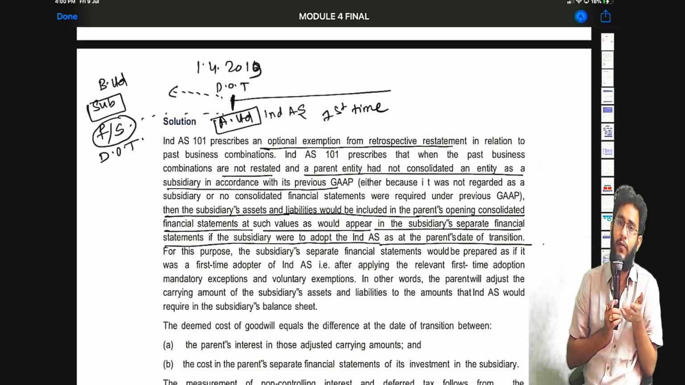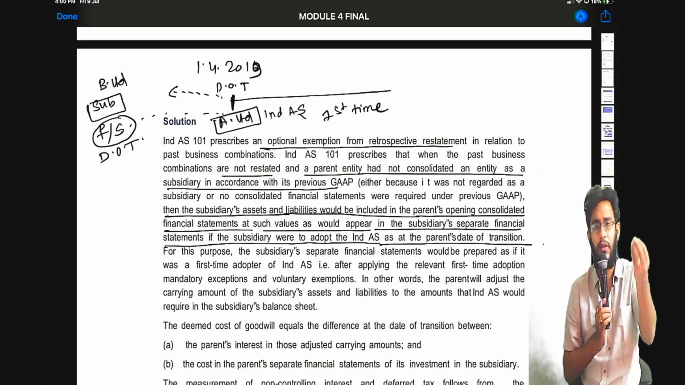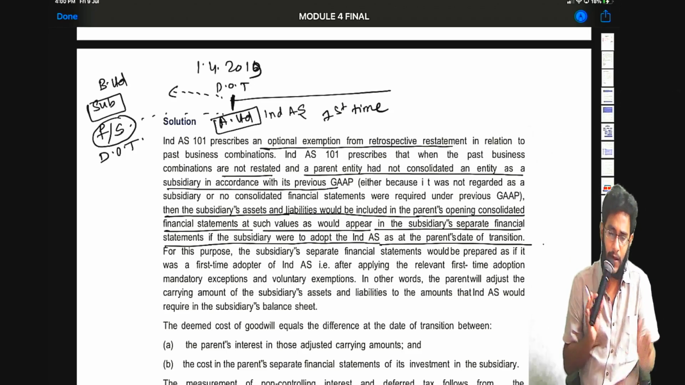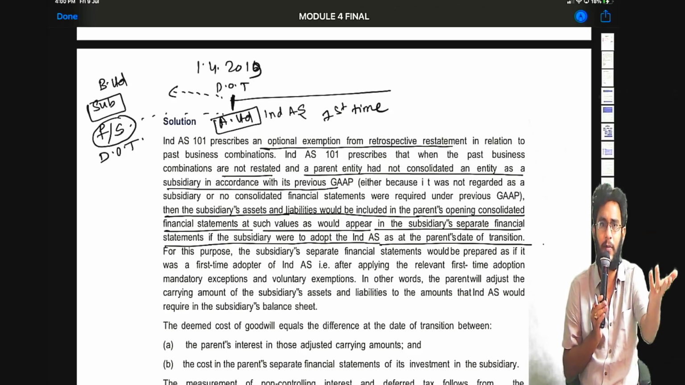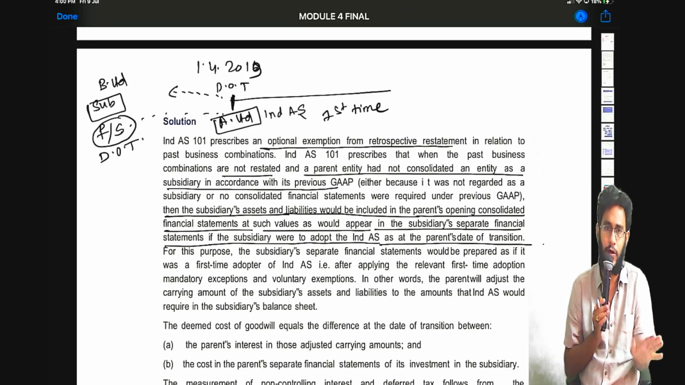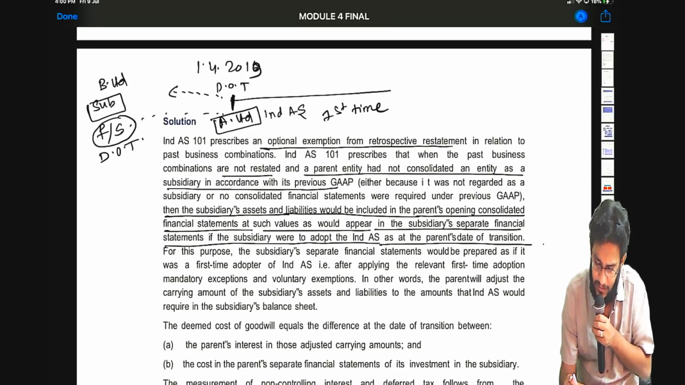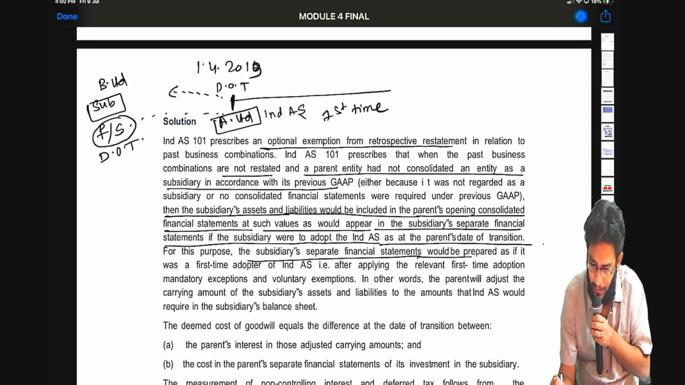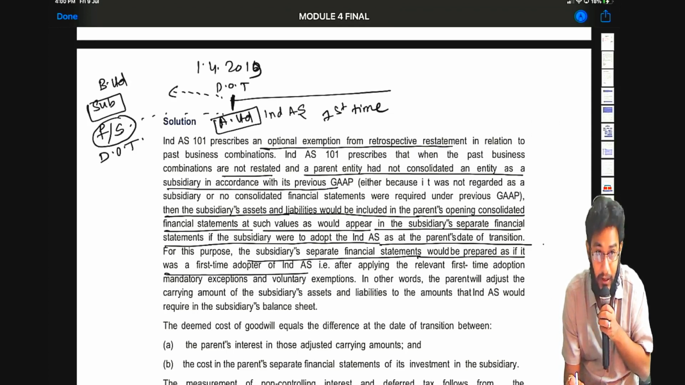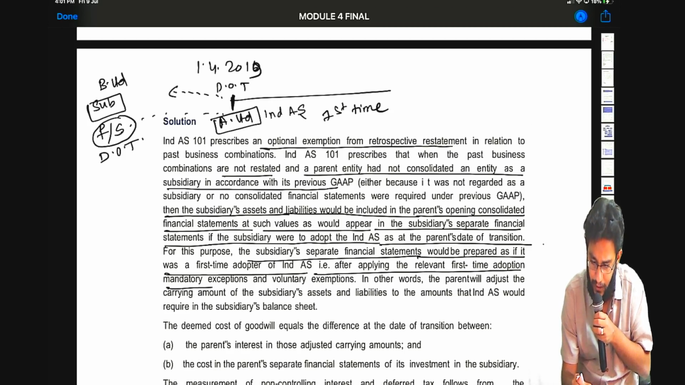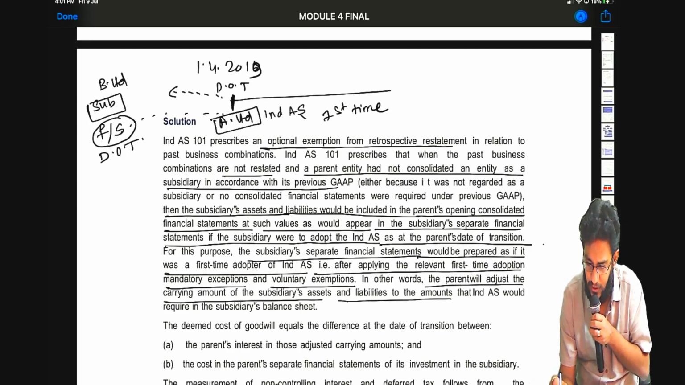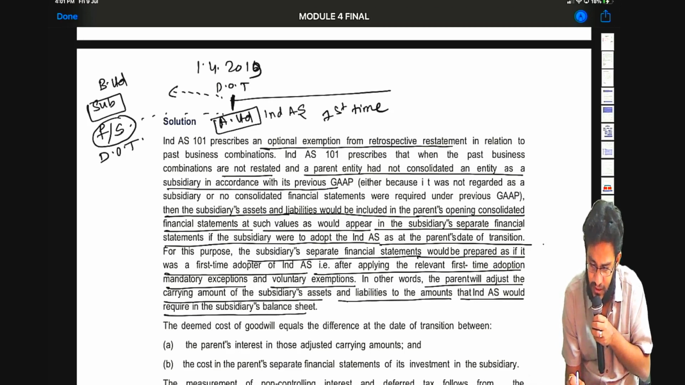That means whatever is your date of transition, assume that also is the date of transition for your subsidiary. Ask them to prepare financial statements. They can also apply Ind AS 101 relaxations and all. They can enjoy everything. Get financial statements from them and then do consolidation. For this purpose, the subsidiary's separate financial statements would be prepared as if it was a first time adopter of Ind AS. That is, after applying all the relevant first time adoption mandatory exceptions and voluntary exemptions. In other words, the parent will adjust the carrying amount of subsidiary's assets and liabilities to the amounts that Ind AS would require in the subsidiary's balance sheet.